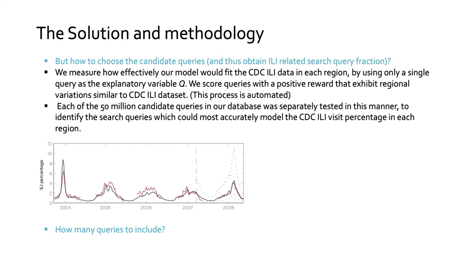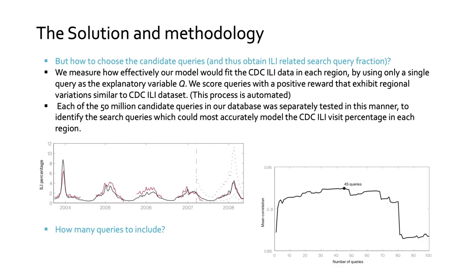Another question is how many queries we should include in order to get the best results. If we plot the graph of mean correlation versus the number of queries, we see that 45 queries give the highest correlation between the data we have predicted and the data available from the CDC. You can see a steep descent after the point 80, and that's probably because some irrelevant queries, like Oscar awards, are also accounted for after point 80.